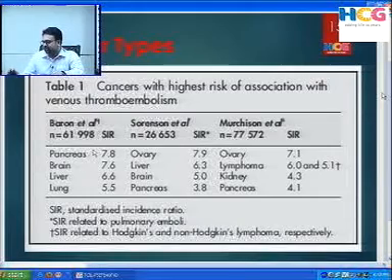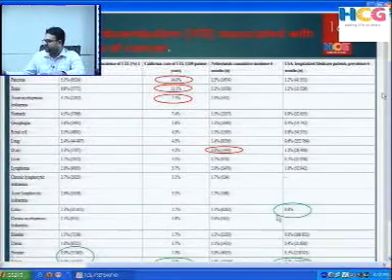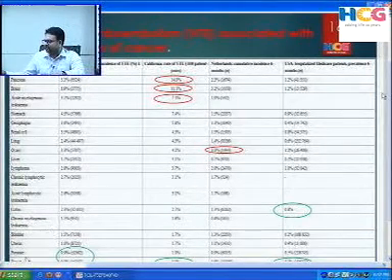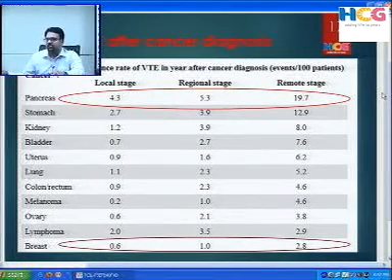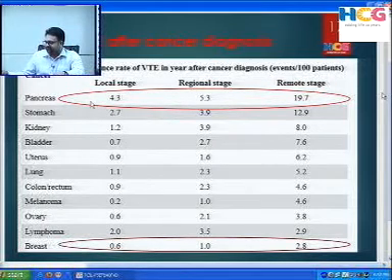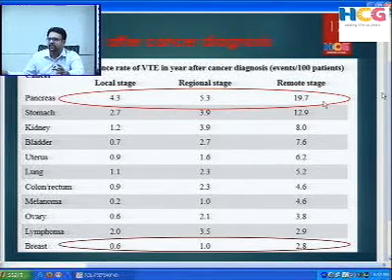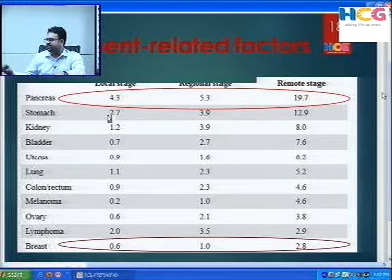Coming to the cancer types, pancreas, brain, liver, lung and ovarian cancers have a high risk compared to colon cancer, which has 0.8% risk, and prostate and breast cancer, which have 0.9% risk. Coming to the risk of venous thromboembolism after the cancer diagnosis, you can see from this chart that in any type of cancer, comparing the local stage with the remote stage, that is the metastatic stage, the metastatic stage has a 5-fold increase in risk of venous thromboembolism compared to the local stage of the disease.